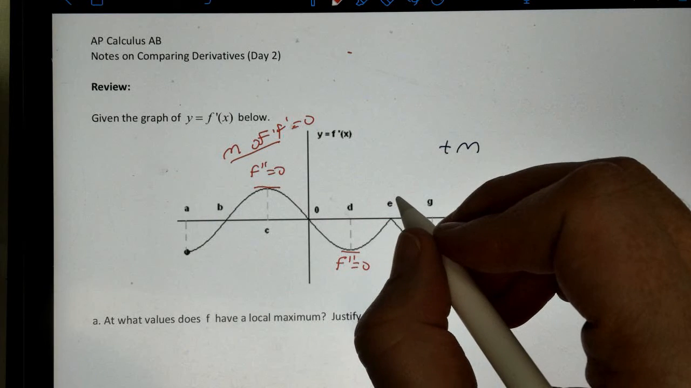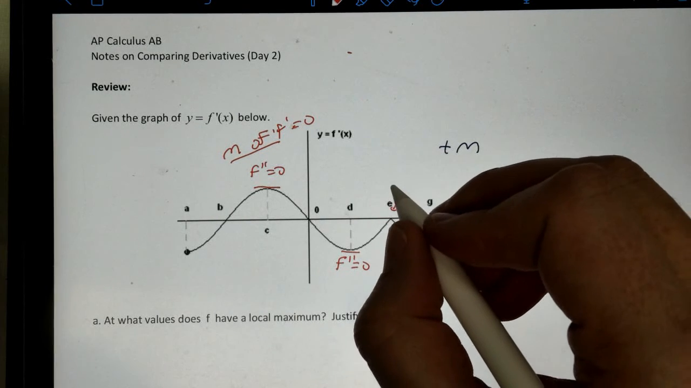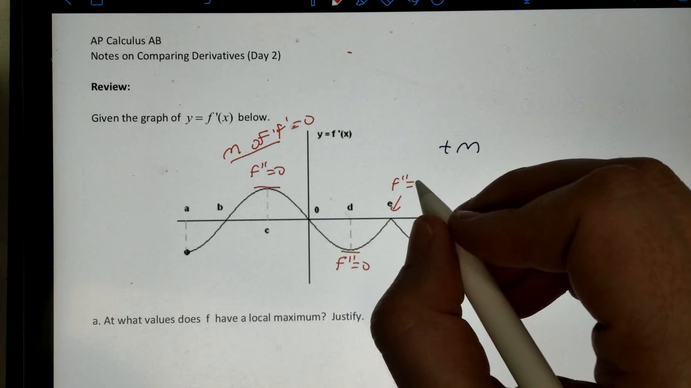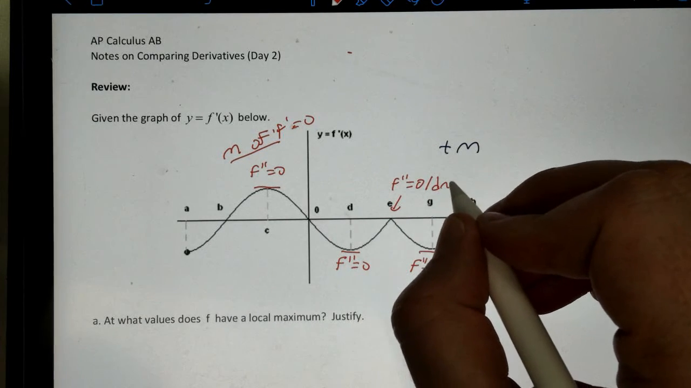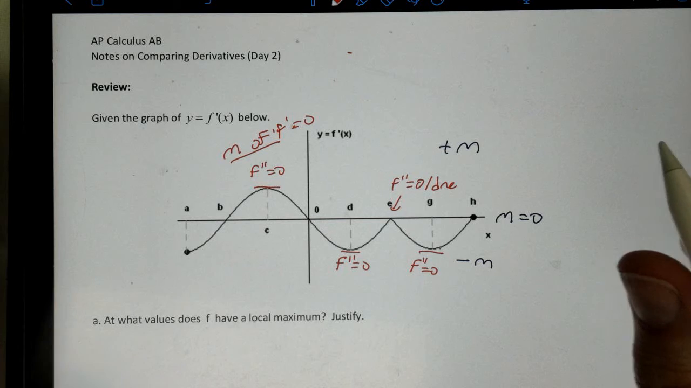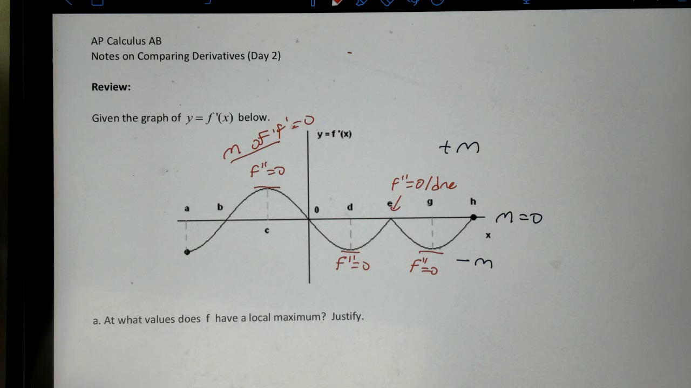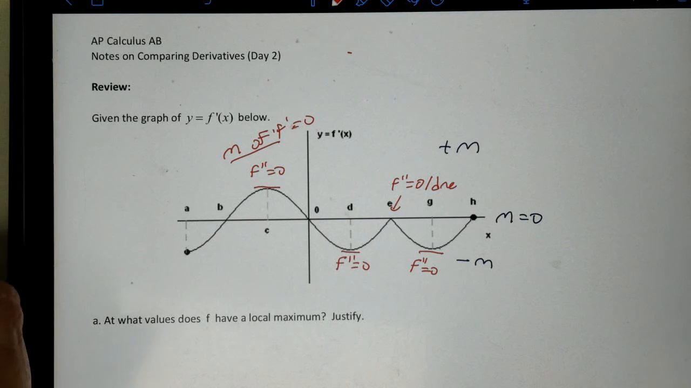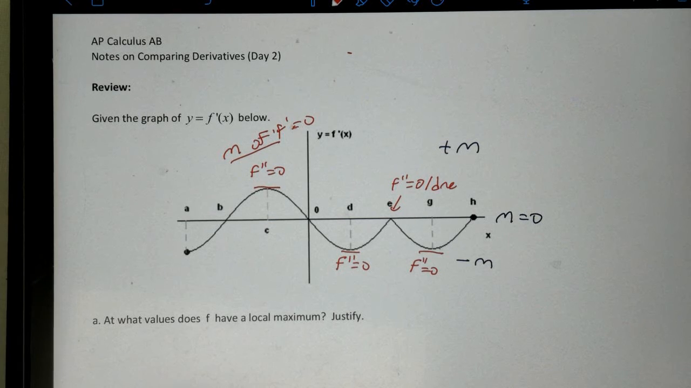Same thing at E. It looks kind of weird to say it, but at point E, the second derivative looks like it could be a 0. It might be a D and E. We'd have to zoom in to find out more about that, but either way, it is considered a possible point of inflection for us. So I have all that information.